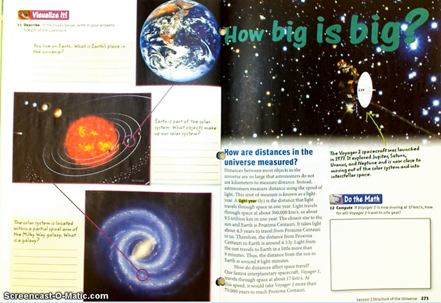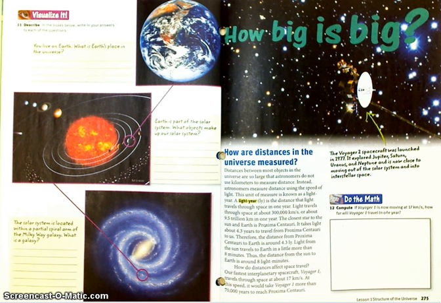The closest star to the Sun and Earth is Proxima Centauri. It takes light about 4.3 years to travel from Proxima Centauri to us. Therefore, the distance from Proxima Centauri to Earth is around 4.3 light years. Light from the Sun travels to Earth in a little more than 8 minutes. Thus, the distance from the Sun to the Earth is around 8 light minutes.